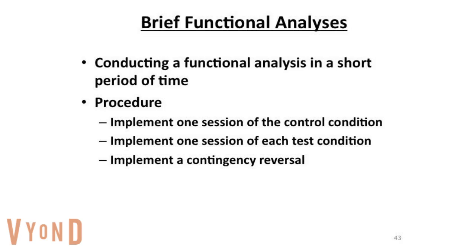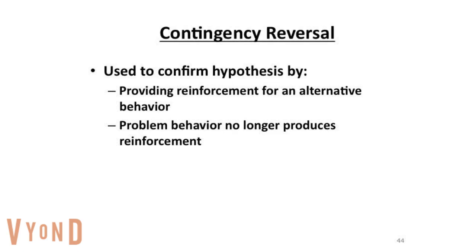You can conduct a brief functional analysis in a shorter period of time by implementing one session of the control condition, one session of each test condition, and a contingency reversal. A contingency reversal confirms a hypothesis when you provide reinforcement for the alternative behavior, for example, functional communication. The problem behavior is no longer reinforced.